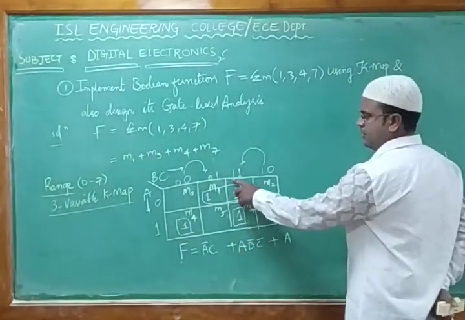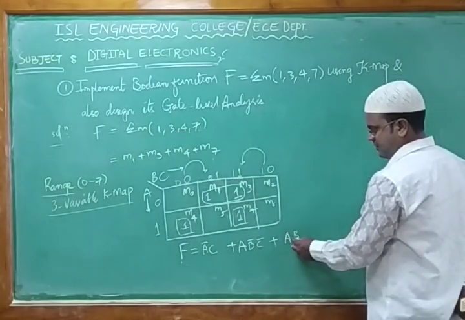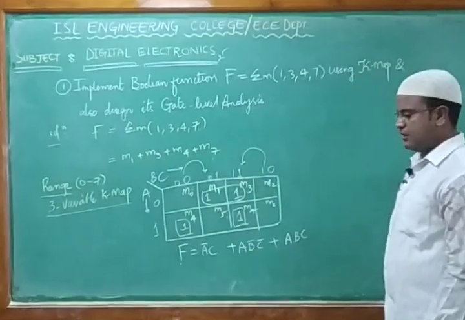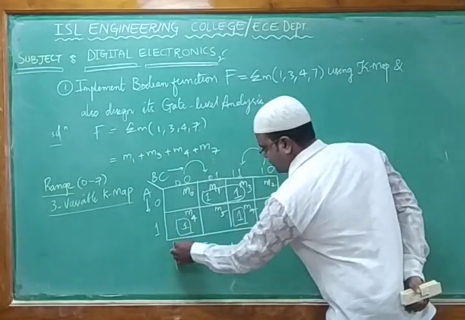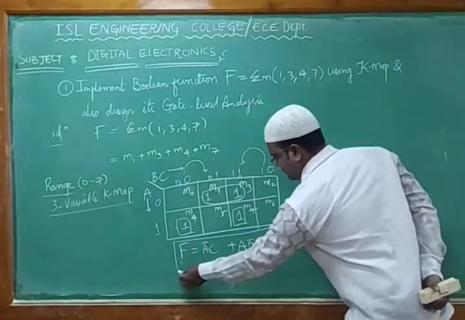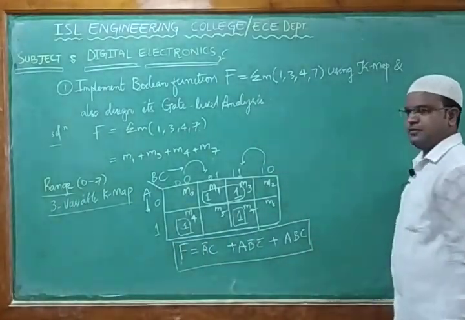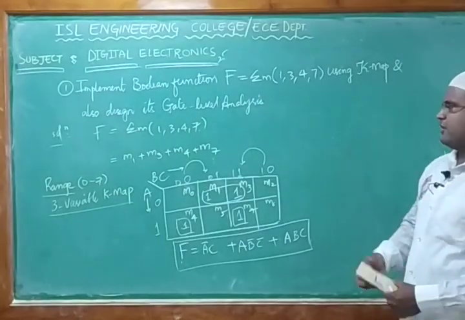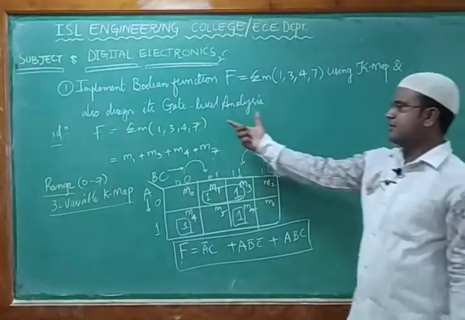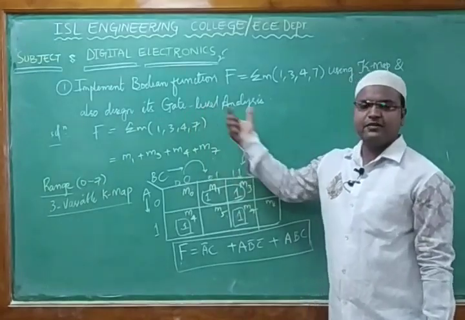The next is what? B and C is also 1. So it is B, C. So we got that function. So f is equal to, we wrote it in terms of our variables A, B, C. Till now we have designed this particular thing. Next, they asked us to do it by using gate level analysis.